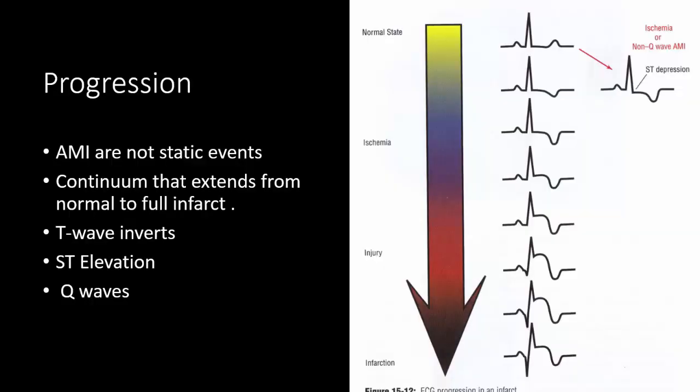So important things to remember, AMI or acute myocardial infarction, these are not static events. This is a continuum that extends from normal to fully infarcted, where you actually see a progression of ST depression, T wave inversion, ST elevation, and Q wave development. So you can actually see as the patient starts and the MI starts to extend, you can see changes here. Now it's very important that you do continual 12 lead EKGs, especially when you determine that there are issues.